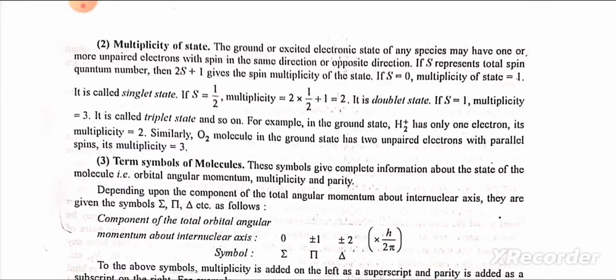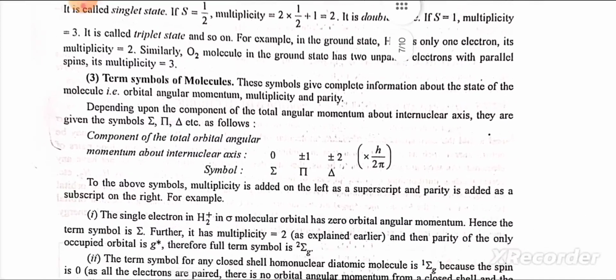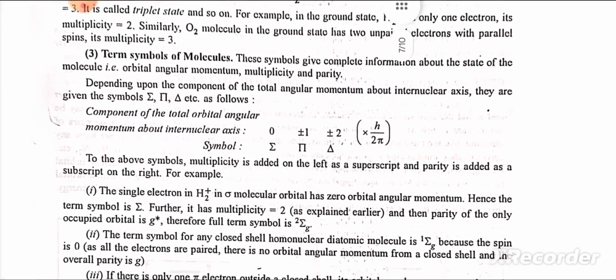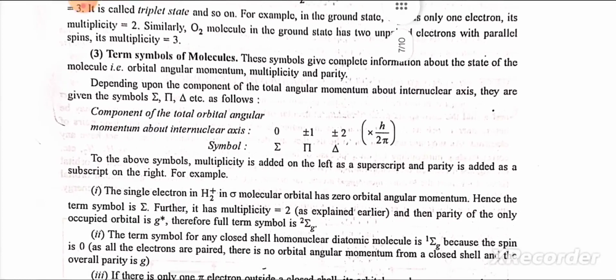Term symbols of molecules. These symbols give complete information about the state of the molecule, that is orbital angular momentum, multiplicity and parity. Depending upon the component of the total angular momentum about internuclear axis, they are given the symbol sigma, pi, delta, etc. as shown. Component of the total orbital angular momentum about internuclear axis and their symbol.